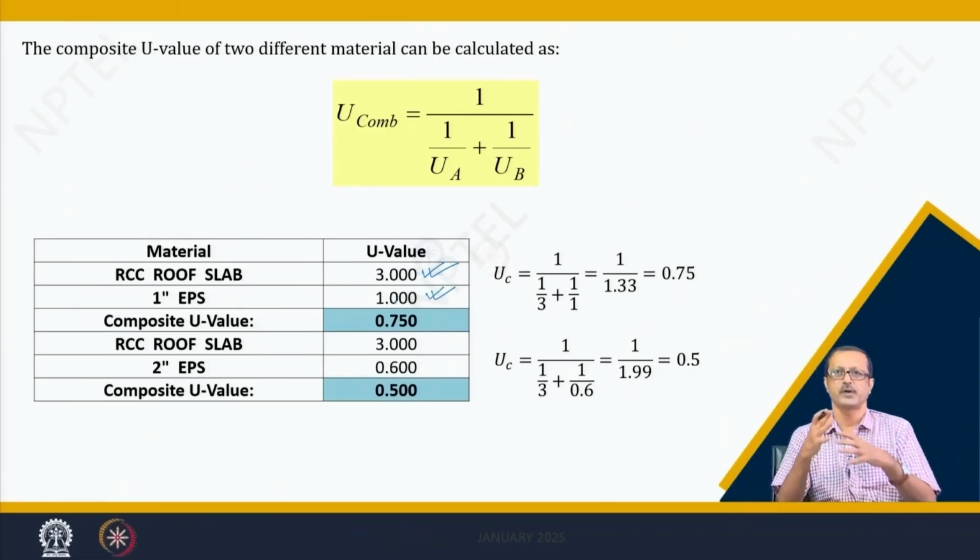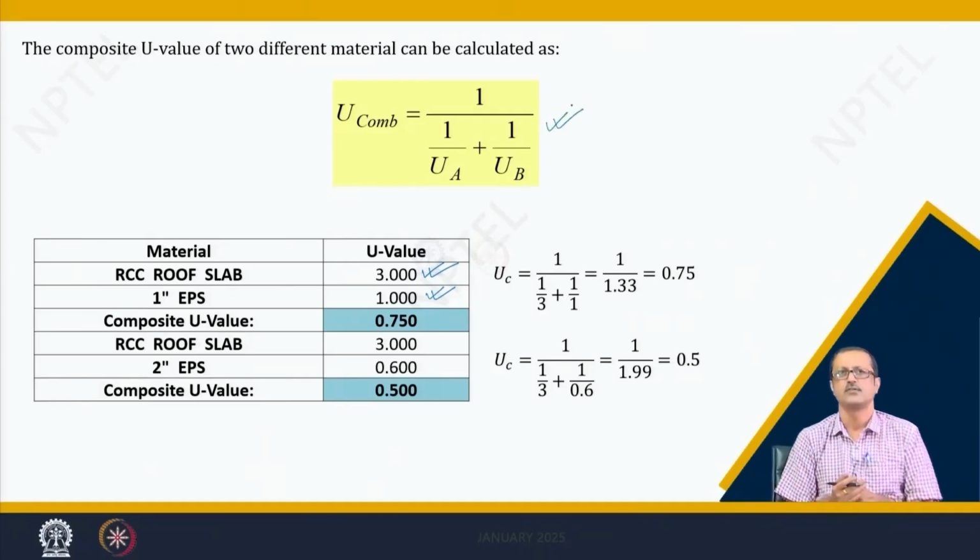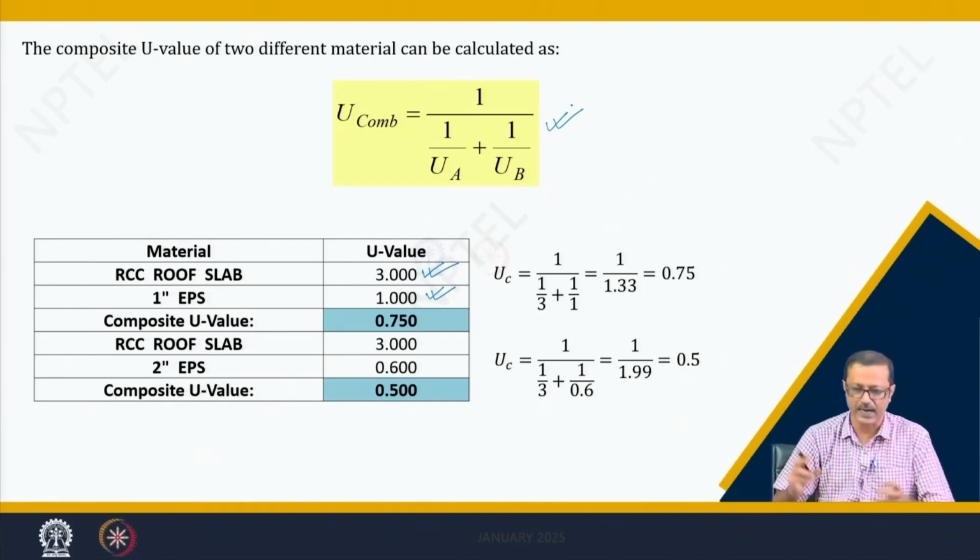Then what will be the combined U value of these two layers? You can use this equation; it can be a very approximate equation, but it holds very well. The combination of the U values of material A and material B will be: reciprocal, add, and then again reciprocal it. So, 1 upon UA plus 1 upon UB.